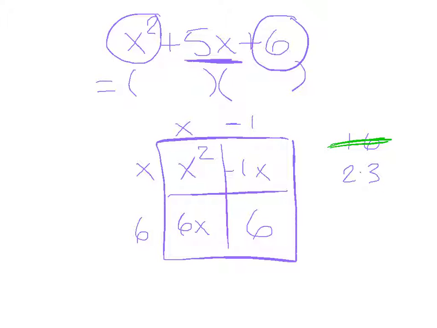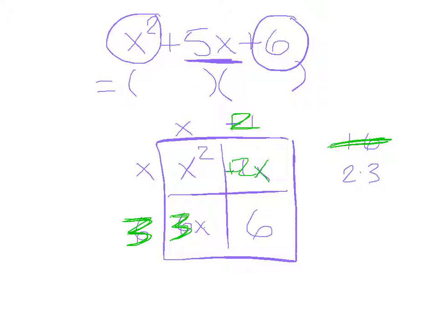So 1 and 6 is not going to work. Now I'm looking at 2 and 3. If I put a 2 up here and a 3 right here, and again, it doesn't matter which order you put them in, I could have put a 3 on top and the 2 on bottom, then I get a positive 2x right here and a positive 3x right here, and 2x plus 3x gives me 5x, just like I wanted.